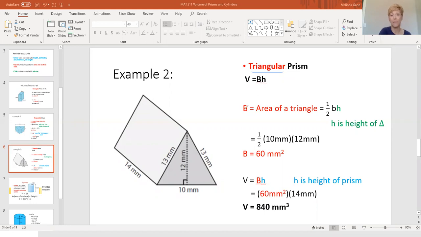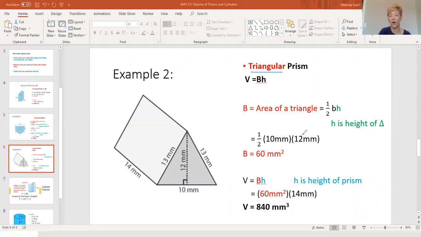All right. So my base is a triangle, so I need the area of that triangle. Now remember, base doesn't mean bottom. So the triangles are my base. So here's this triangle in the front. That's my base. So I need 1/2 the base of that triangle times the height of that triangle. Remember, I'm looking for right angles. So the base of the triangle is 10 millimeters. The height of the triangle is 12 millimeters.